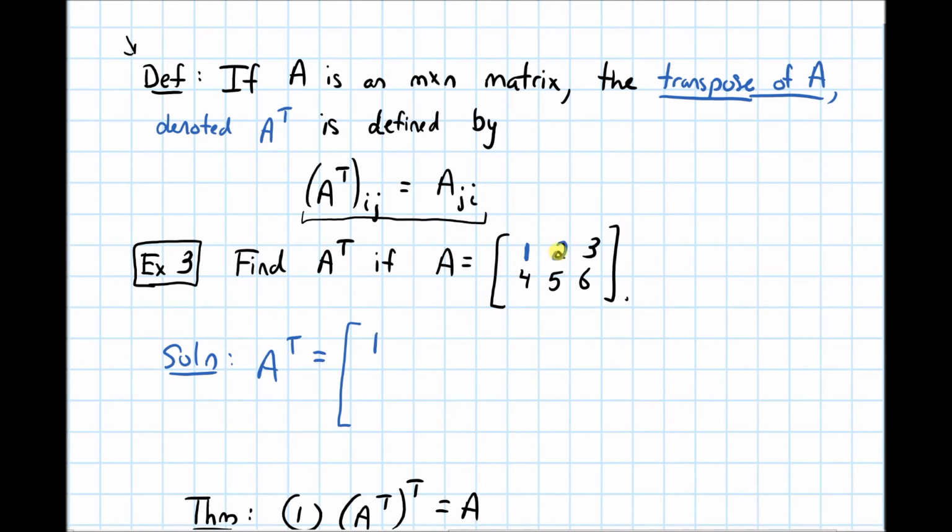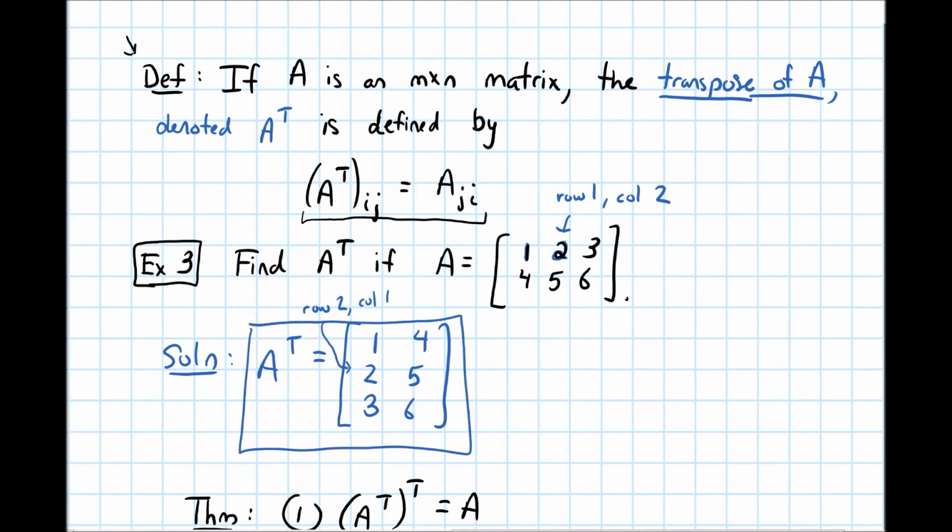The next entry, the 2, is right now in row 1, column 2. So in the transpose, it would be switched: row 2, column 1, and that's where the 2 gets placed. The 3 would get placed underneath that. Basically, I've taken the first row of A and made it the first column of the transpose. Let's do the same thing with the second row. The second row of A becomes the second column of the transpose, so just 4, 5, 6. If we just remember that the transpose switches the roles of the rows and the columns, that's the quickest way to remember what it does.